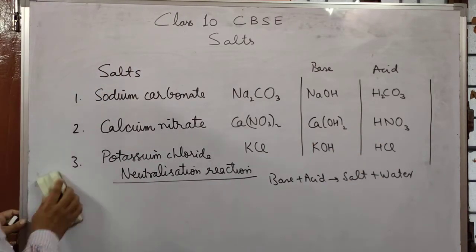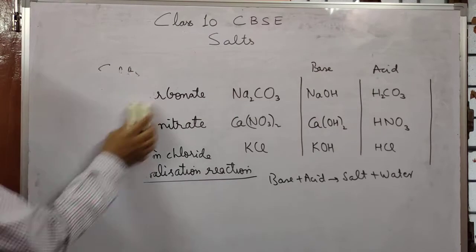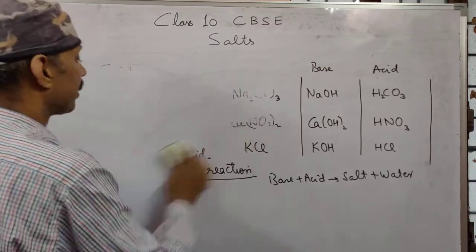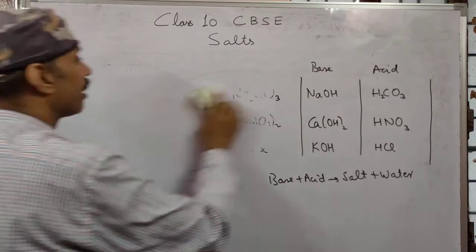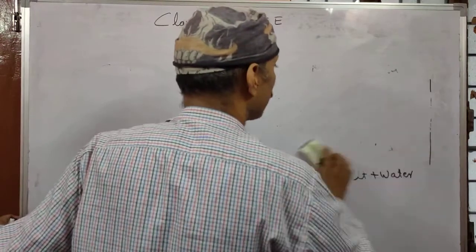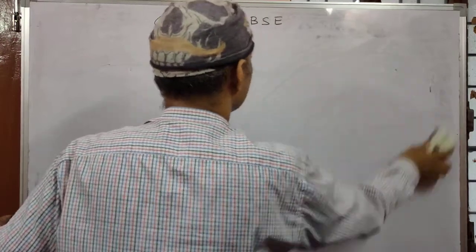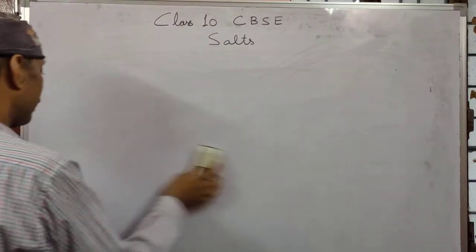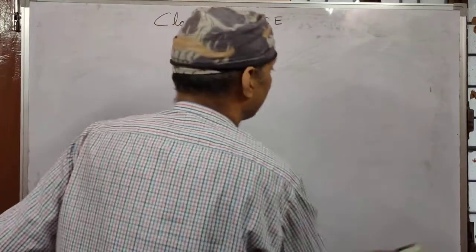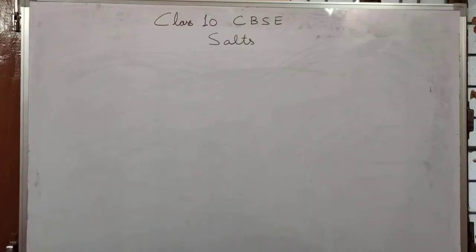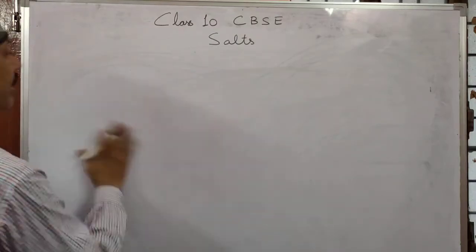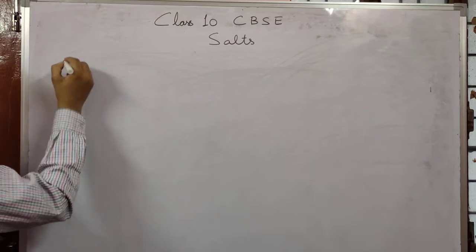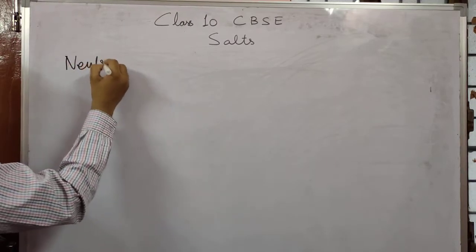So now we know basically that the simplest method of preparing a salt is the neutralization reaction, in which you add an acid to a base and both of them react together to form salt and water. And let us understand this neutralization reaction in a much simpler way.